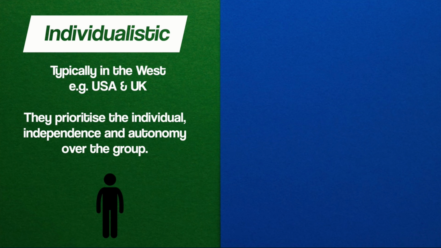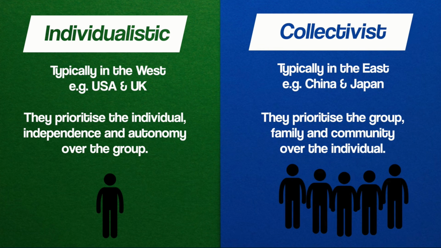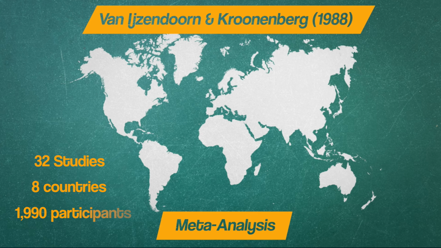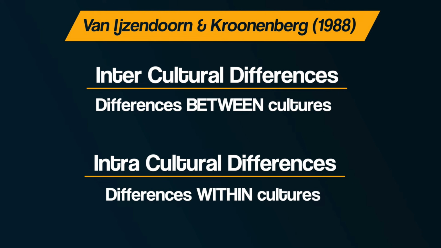Cultural variations in attachment considers how attachment types may differ across cultures, like the USA, Japan, and others. Individualistic cultures prioritize the self and independence, whereas collectivist cultures value family and community. Van Ijzendoorn and Kroonenberg in 1988 conducted a meta-analysis of 32 studies from 8 countries involving nearly 2,000 participants, all using the strange situation to measure attachment. They aimed to identify both intercultural and intracultural differences in attachment across these diverse cultures.